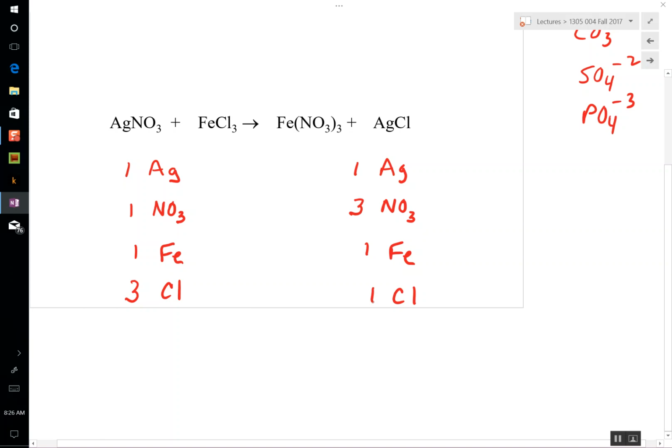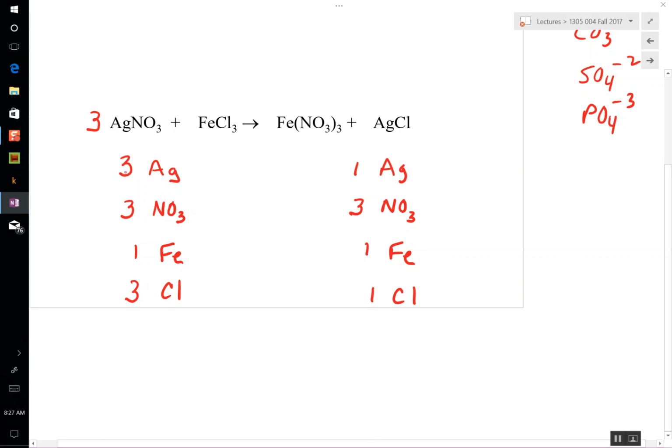So I got a couple 3s over here, but in the wrong place. I've got 3 chlorides, I only got 1. 1 nitrate, I've got 3 nitrates, okay? So, start somewhere. Start with either one of these 2. You got to do something to get this or this balanced. So one way we could get that balanced, we got 3 nitrates over here. How could we get 3 nitrates on this side? How? Put a 3 in front of the compound that contains the nitrate. And I get 3 nitrates.